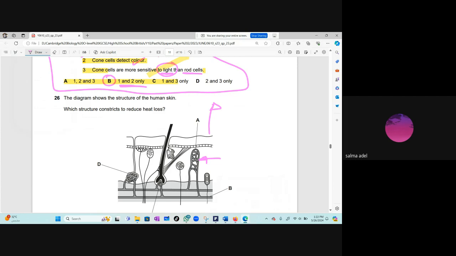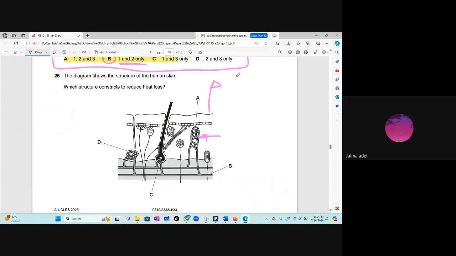C. C? Shunt vessel. B. B. We want B to close. Why? Imagine the blood is coming in this direction. When B is closed, blood will not enter and reach the capillaries. So less heat will be lost by radiation. Okay? It cannot be D because D is a sweat gland. It's not even a blood vessel. It cannot be A because A is a capillary, and we know that capillaries don't have muscles in their walls. They are one cell thick, so they cannot dilate or constrict.